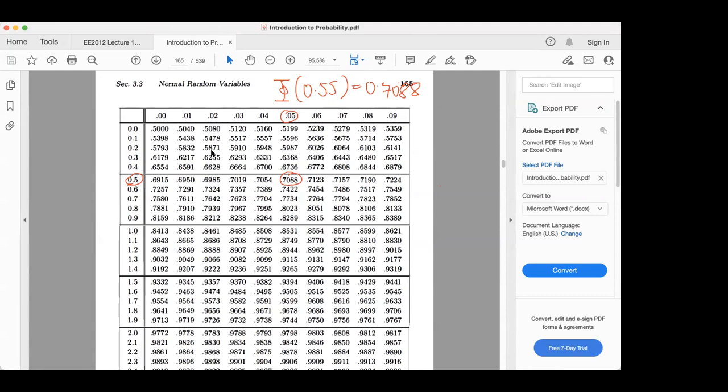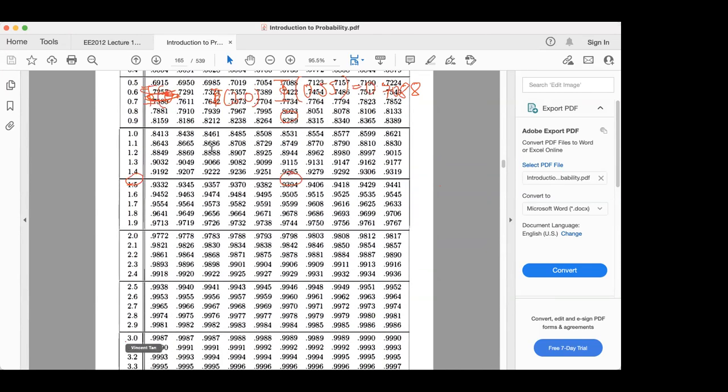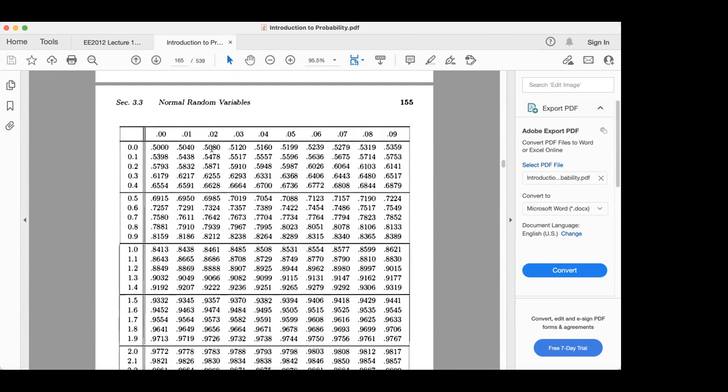Suppose you're interested in phi of 3.0. Very simple. You go to the 3.00 here, and that is your phi of 3.0. Maybe we'd like phi of 1.68. Then we go to 1.6 here and we go to 0.08 here, and then we go here. As you can see, this is a very old-fashioned way of doing things. Nowadays we don't do this anymore, but it's good for you to know this.